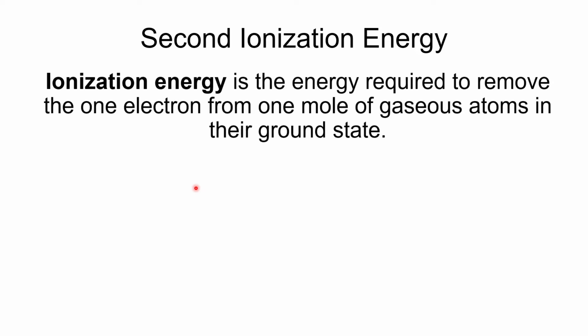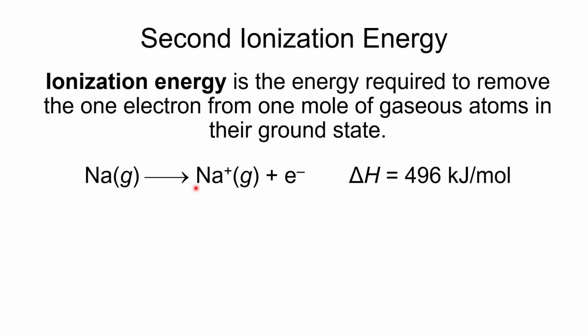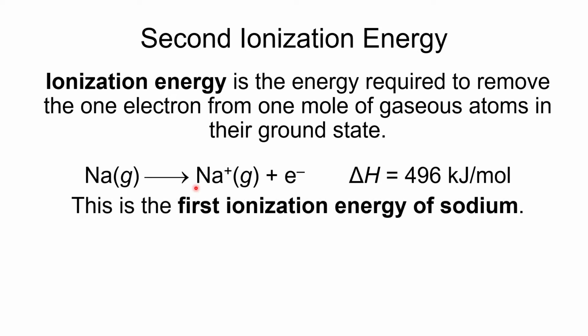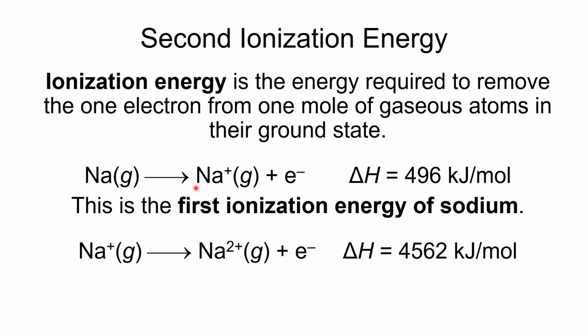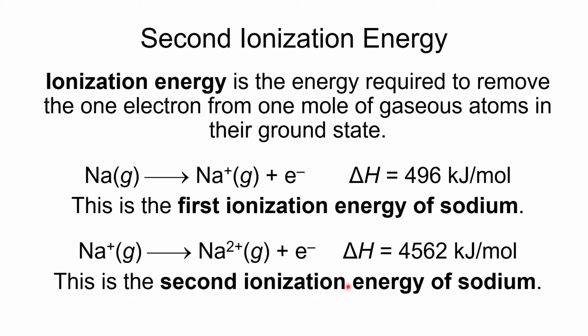So now we want to look at the second ionization energies. The ionization energy, again, is the energy required to remove 1 electron from 1 mole of gaseous atoms in the ground state. That's the same definition that we saw a little bit ago. Sodium has an ionization energy of 496 kilojoules per mole, whereas sodium plus 1, if we ionize it and get sodium 2 plus, we will end up with an ionization energy of 4,562.